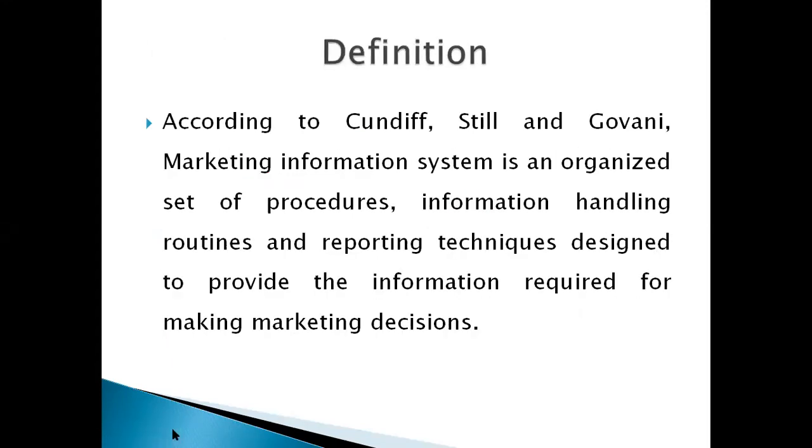Okay. So definition, according to Carney, Steele and Governey, marketing information system is an organized set of procedures, information handling routine. Okay, they are saying that marketing information system is an organized set of procedures. It is not like whenever we want, however we want, collecting the data or analyzing the data and keeping it, right? It is a procedure, right? So it takes place in a step by step process. Okay, so it is a step by step process and it is handling the information routine.